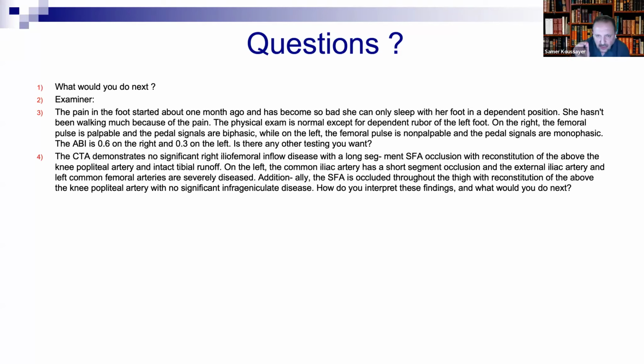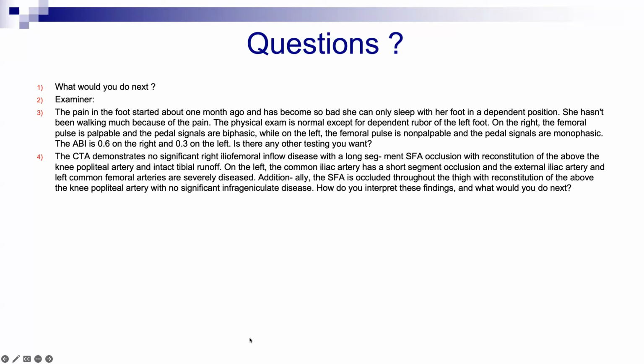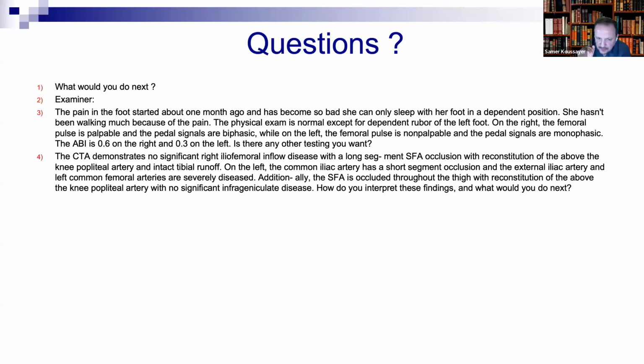Why is that? What is her main symptom? Is it rest pain or tissue loss? Rest pain. When it's rest pain, do we treat the inflow or outflow or both? Inflow only. Yeah. So when you treat rest pain, we treat inflow only. If she has tissue loss, then you have to treat inflow and outflow.